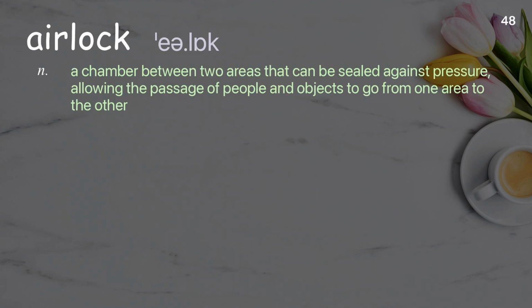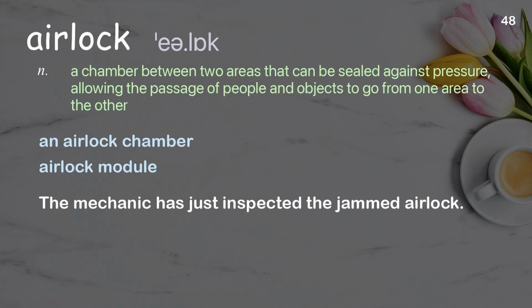Airlock. A chamber between two areas that can be sealed against pressure, allowing the passage of people and objects to go from one area to the other. Examples: An airlock chamber. Airlock module. The mechanic has just inspected the jammed airlock.